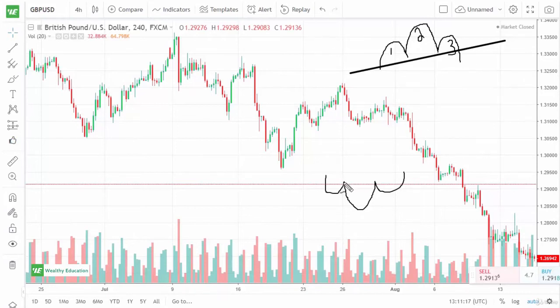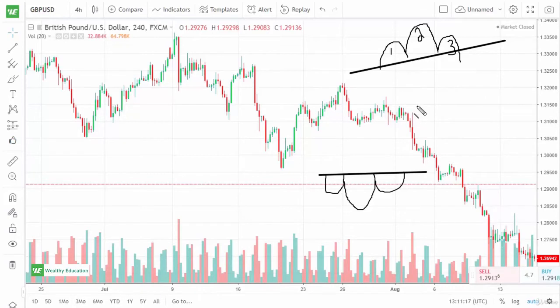Or if it's inverse, it'd look more like this. The head, it's upside down. The head's taller than the shoulders, which makes a lot of sense. I would also point out that it does not have to be straight up or straight down. It can be at an angle like this.